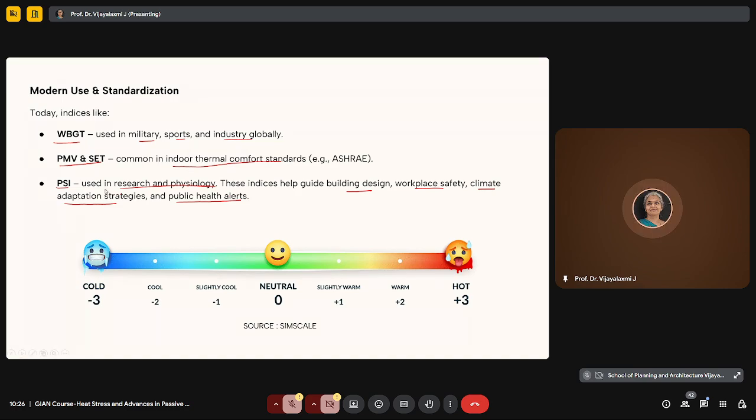And how you feel is brought down to a 7-point scale, where 0 is neutral, +1 is slightly warm, +2 is warm, +3 is hot, -1 is slightly cool, -2 is cool, and -3 is cold. So if someone indicates within this range, then it is comfortable and good to go. Otherwise, some intervention is needed.